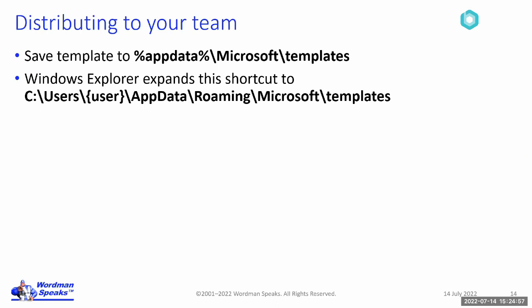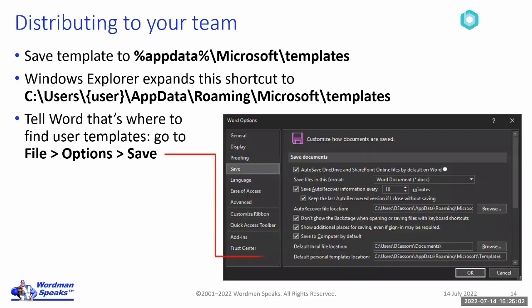And now the only thing you have to do is to tell Word where you put it. So what we're going to do is go back into Word and go to File, Options, and then hit Save. And then if you scroll down there, you'll see there's a box that says Default Personal Templates Location. By default, when you first run Word, this will be blank.